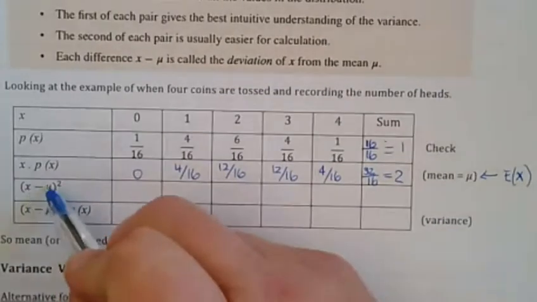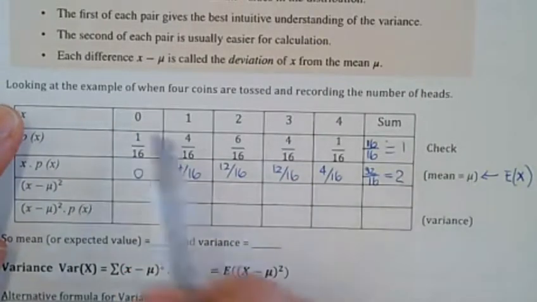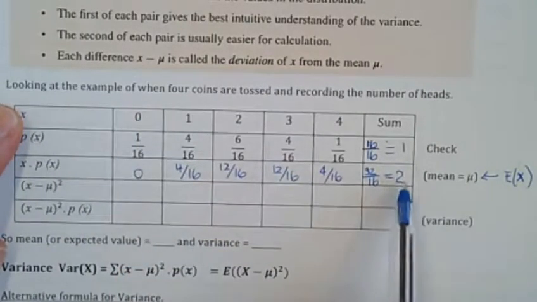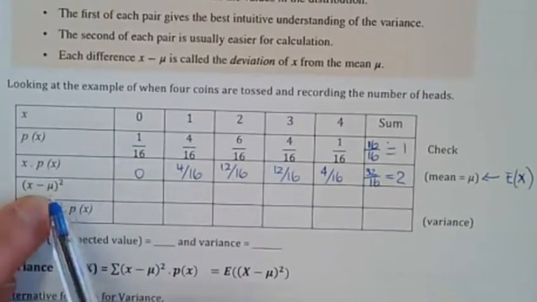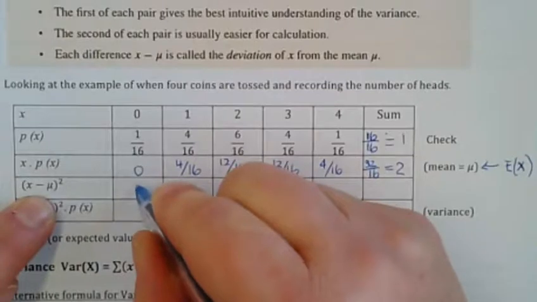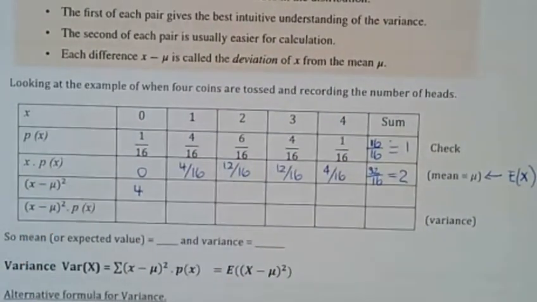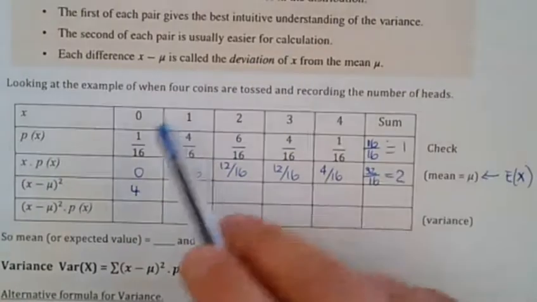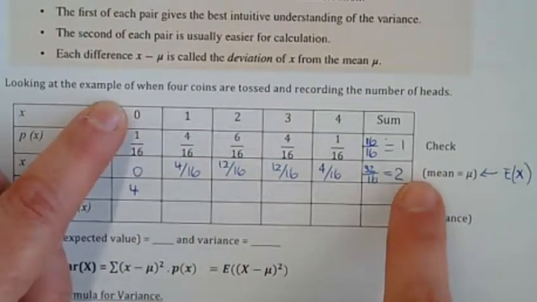Now, x minus mu squared. So this is x minus the mu. So what's that? 0 minus 2. Mu is 2, okay? So 0 minus 2 is negative 2 squared is 4. 1 minus 2. See, because we're looking at the mean, which is 2. Isn't 0 2 units from the mean? So the mean is 2. So we're saying that 0 is 2 units away from the mean, and then we're squaring it.